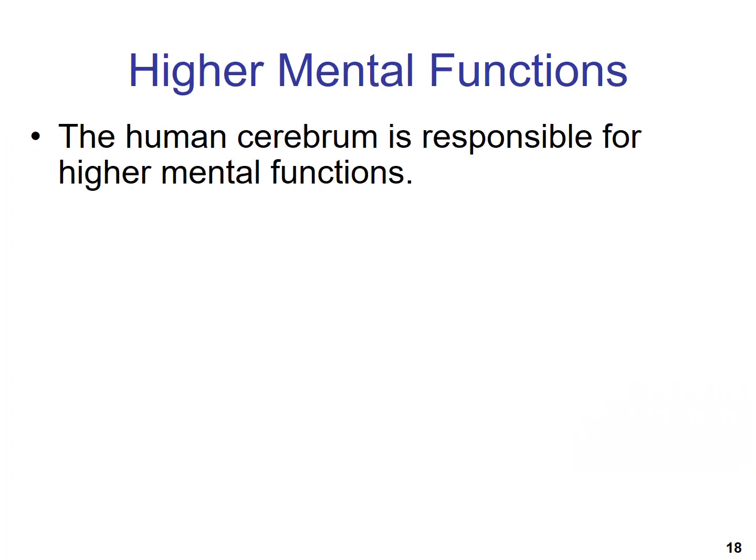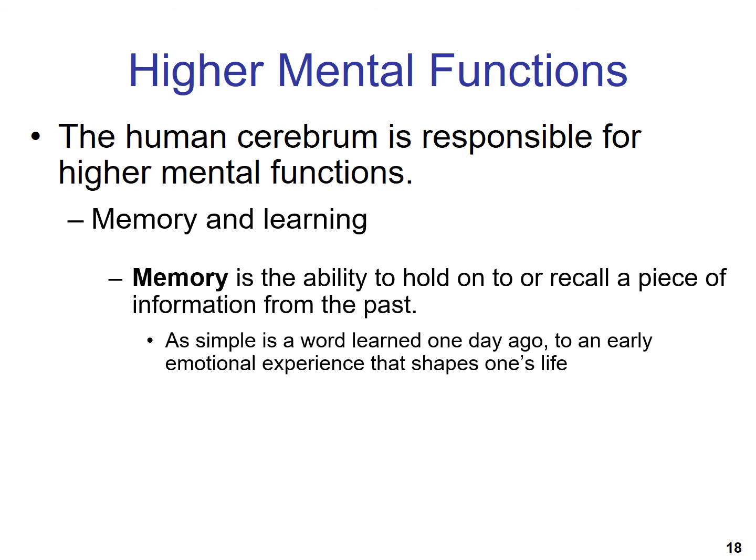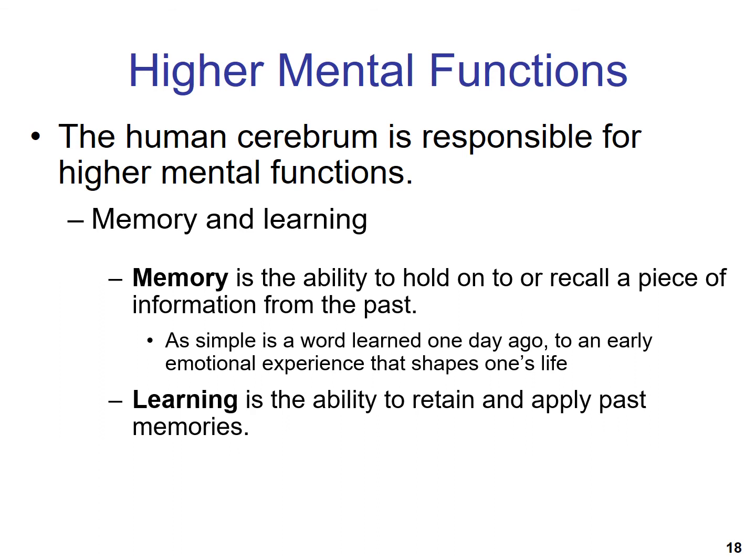So the cerebrum is responsible for higher mental functions, and by these I mean memory and learning. Memory is basically your ability to recall some sort of information from the past, and it can be words, experiences, anything from really simple things to really complex things. And learning is the ability to apply those past memories as a guide for actions or behavior.